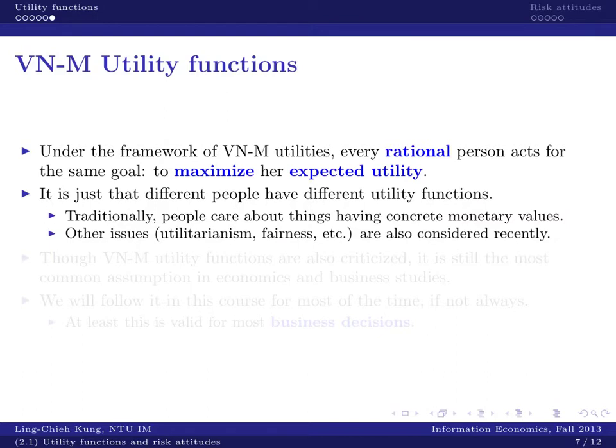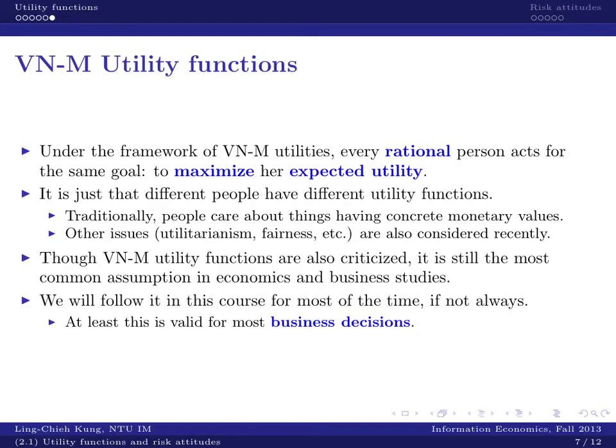Traditionally, when people invented this system, we only cared about things with concrete monetary values, such as money, products, or cost, and so on. But nowadays, many people care about things like utilitarianism, which means I want to make other people happy, or fairness, which means when I am allocating something, I want everyone to be happy. I may incorporate these more complicated things into my utility function to model some people's special behavior.